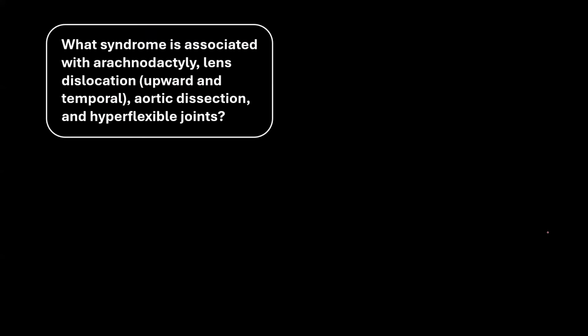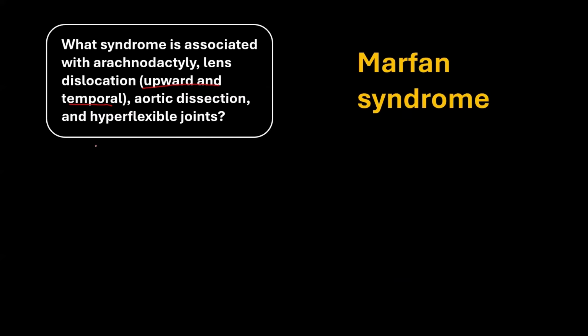All right. Now, what syndrome is associated with arachnodactyly and lens dislocation? Notably, it's upwards and temporal lens dislocation, aortic dissection, and hyperflexible joints. Good, Marfan syndrome. What do you want to distinguish Marfan syndrome from?